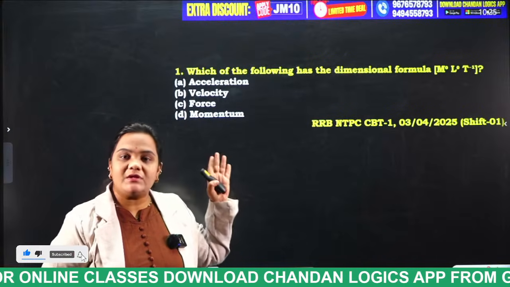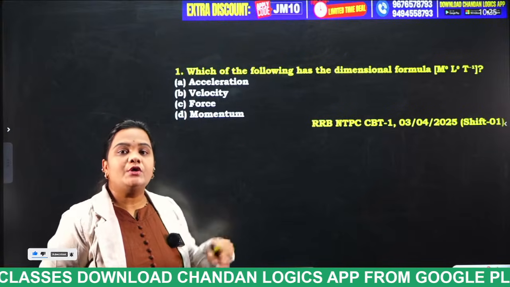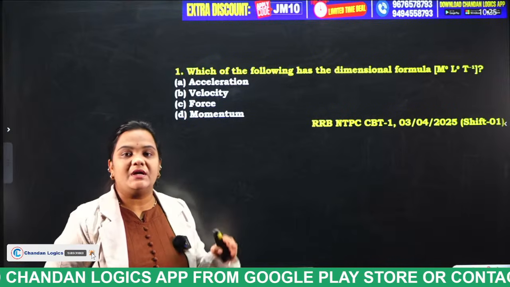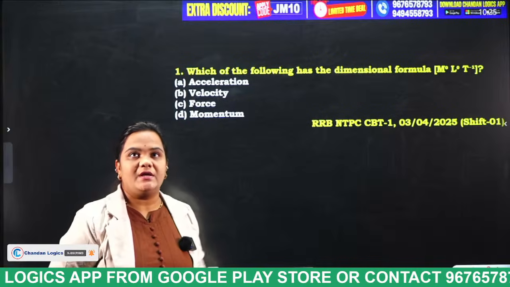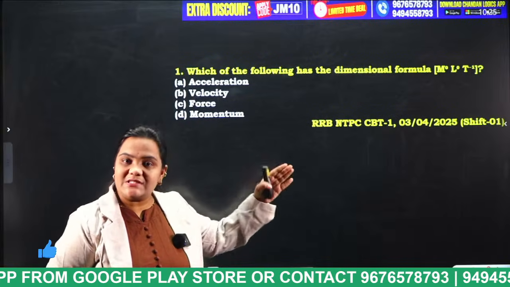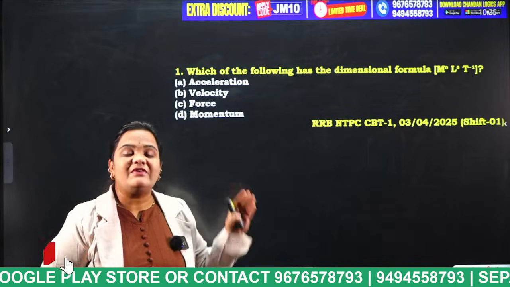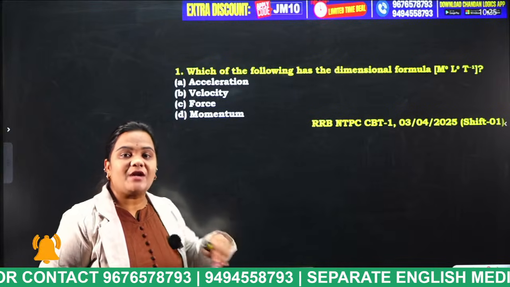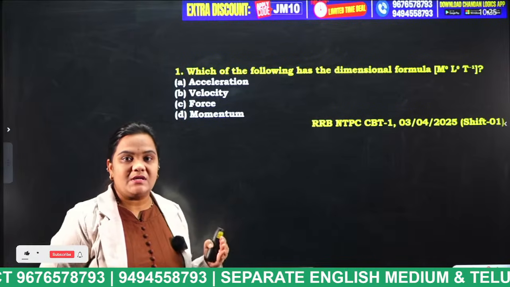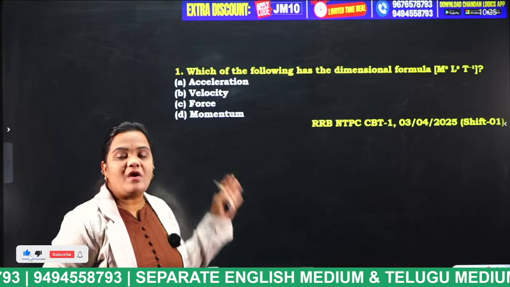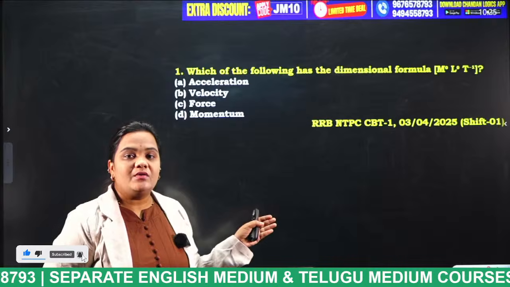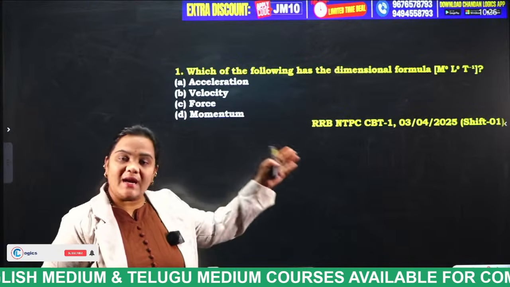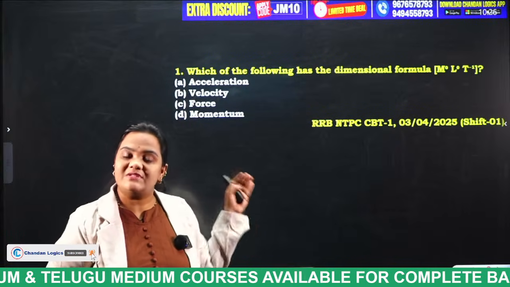They will give the dimensional formula, and you have to mention which physical quantity it is related to. Before solving these types of questions, first of all we have to know the definitions. If we know the definition, automatically we will know the formulas, and through those formulas we can find the units, and easily write the dimensional formula of any physical quantity.